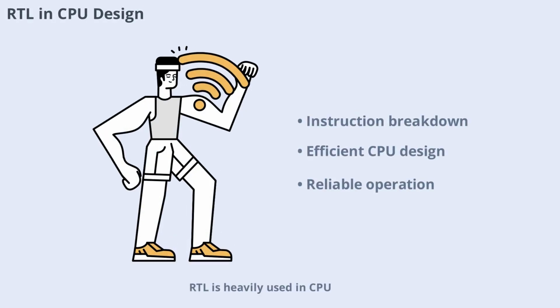RTL is heavily used in CPU design to specify how instructions are executed. Each instruction, such as ADD or load, can be broken down into a series of RTL statements that describe the movement and processing of data. This level of detail helps engineers design CPUs that are both efficient and reliable.